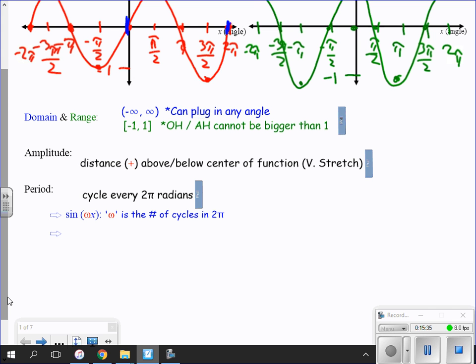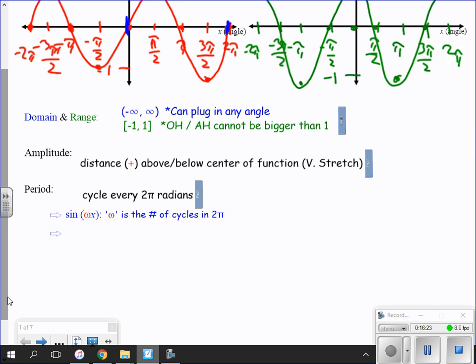Now, if we are working with the period, and this is probably the part that's going to be the most difficult for you to wrap your head around while we're working on what we're working on today. The standard period is 2 pi, but we may change that. Okay? The sine of omega x, screw it, I'm just going to call it W. It is omega, but that's okay. The sine of wx, W is the number of cycles in 2 pi. This is our modulation. The number in front of x, inside the parentheses, that's what changes our period.